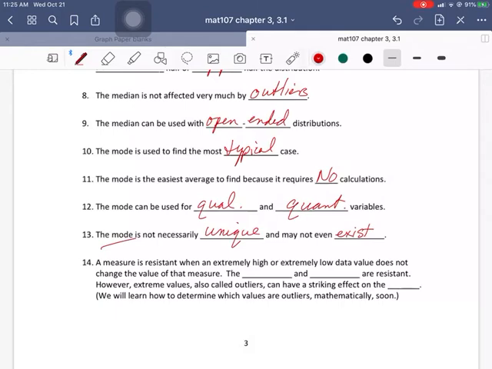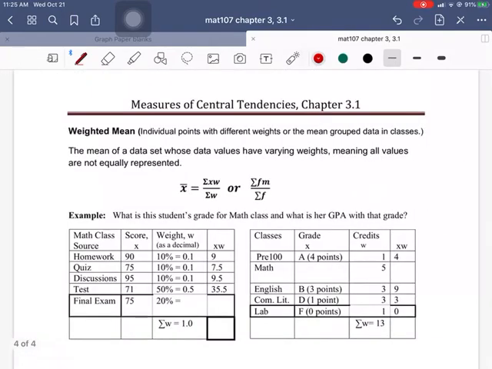All right, a measure is resistant when an extremely high or extremely low data value does not change the value. The median and the mode are resistant to outliers. However, extreme values, called outliers, can have a striking effect on the mean, and I would add the mid-range.